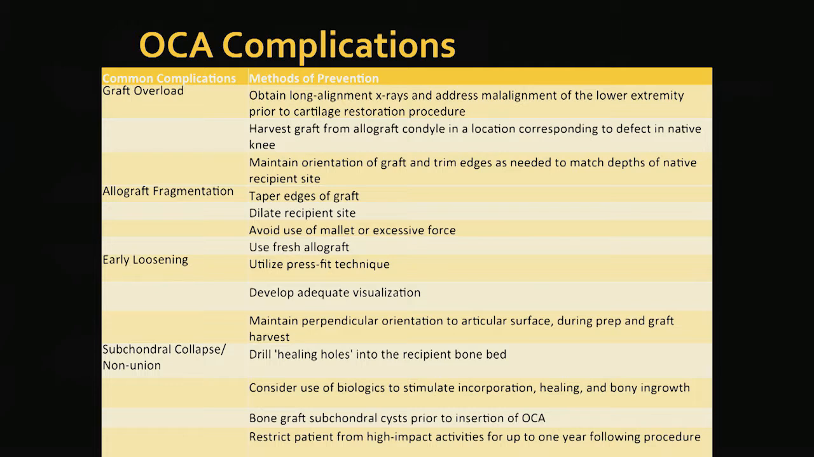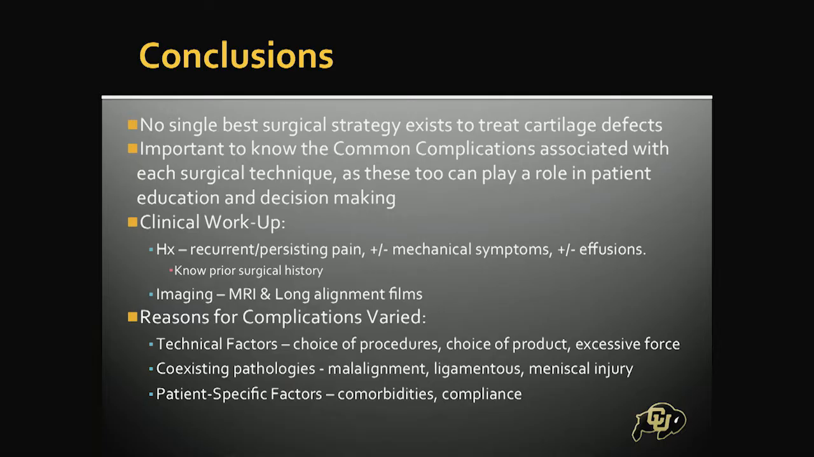And that can either be because the surface doesn't correlate well with the donor site that you need it to go into, or it can be placed a little bit incorrectly. And so that can also lead to graft overload. Other common complications are allograft fragmentation, early loosening, and subchondral collapse and nonunion.